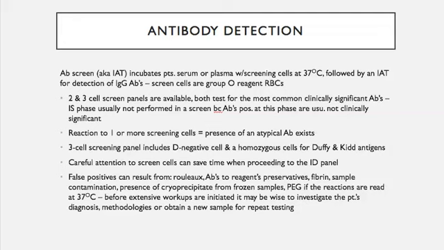So if the patient, during the screening testing, reacts to one or more of those screening cells, that indicates the presence of an atypical antibody, we have to move on to the full antibody panel. False positives in testing can result from rouleaux, antibodies to a preservative in one of the reagents, fibrin, sample contamination, presence of cryoprecipitate from frozen samples, and PEG, which is one of our enhancement reagents, if the reactions are read at 37 degrees Celsius.